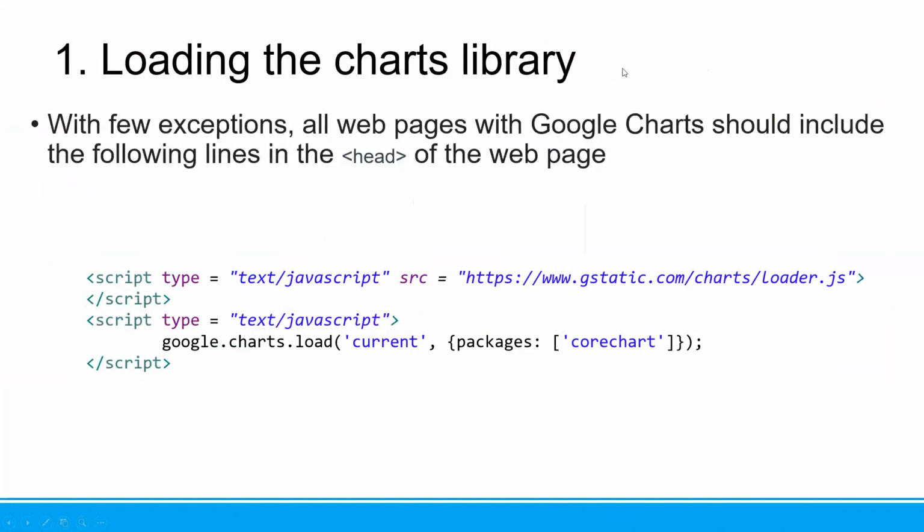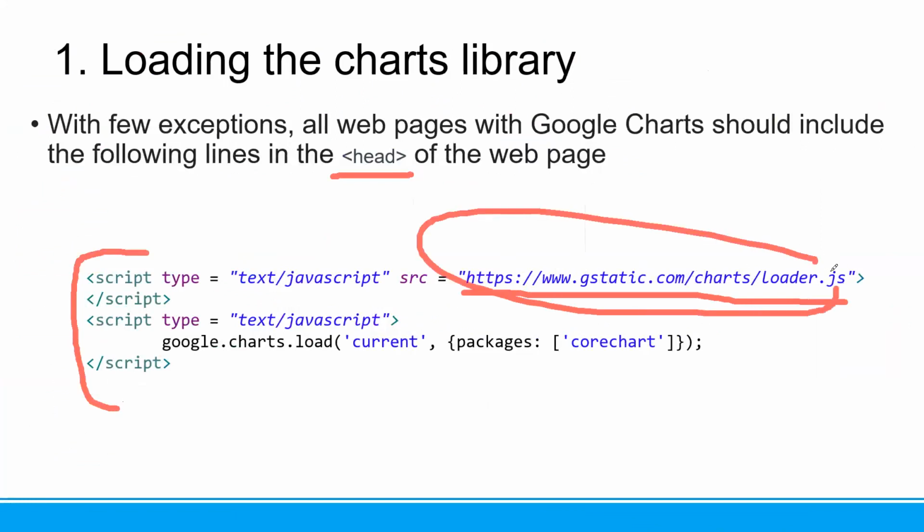The charts library, usually you need to place it into the head. In the head section, you need to call the library that you want to use. In this case, I'm going to use the GIS library, and then this is the way to call the chart. I already gave you this code, but if you use another JavaScript library, it will be different.